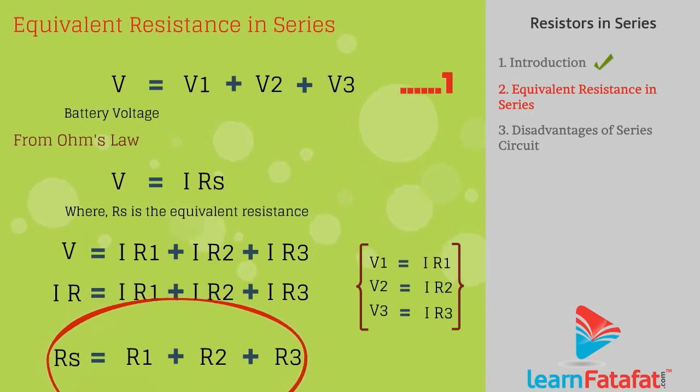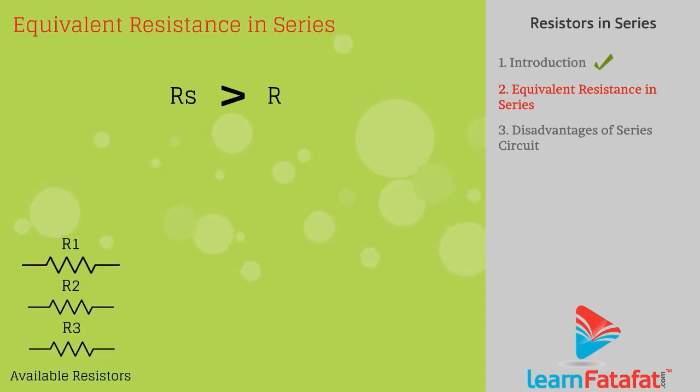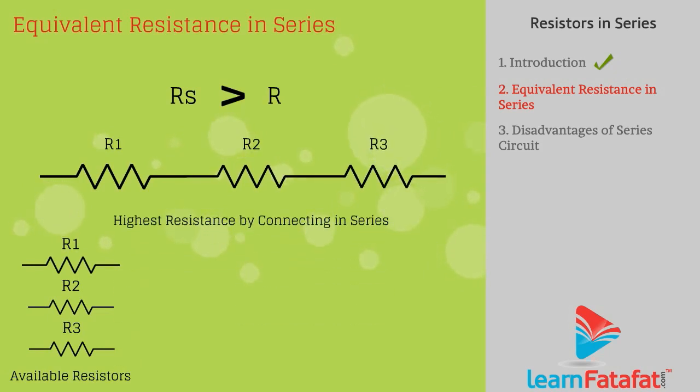With this relation, we can conclude that the equivalent resistance of a series circuit is the sum of values of individual resistances. The equivalent resistance of a series circuit is always greater than the individual resistances. Also, from the available resistors, we can achieve the highest resistance by connecting all in series.